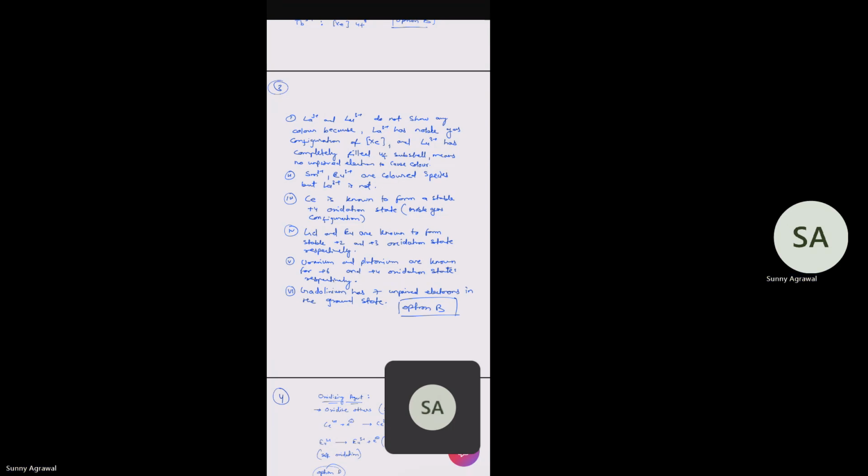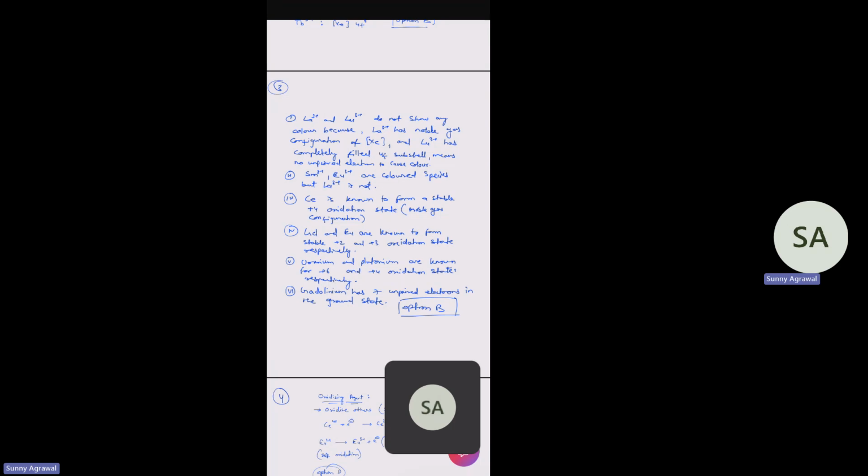Next: Sm3+, Eu3+, and La3+ are colored species. La3+, as discussed in the previous option, is colorless, but Sm3+ and Eu3+ have unpaired electrons in their configuration. They are colorful. Okay. Ce forms the +4 oxidation state. Yes, it forms. It is a true statement. Why? It achieves noble gas configuration. Ce achieves noble gas configuration by losing 4 electrons.